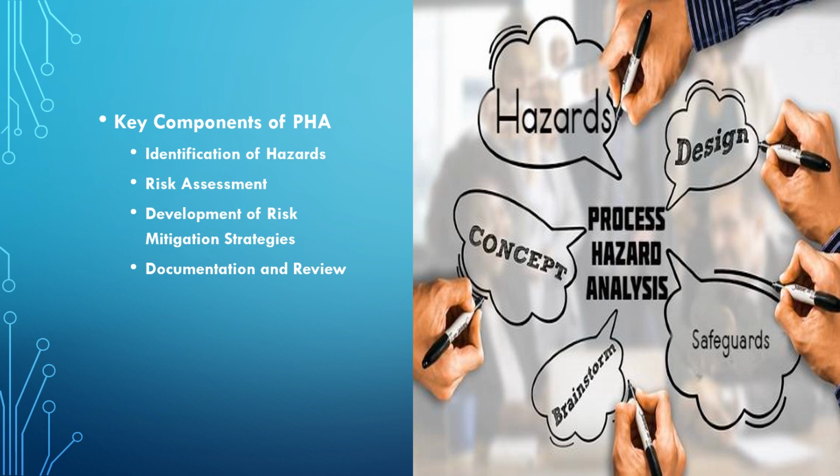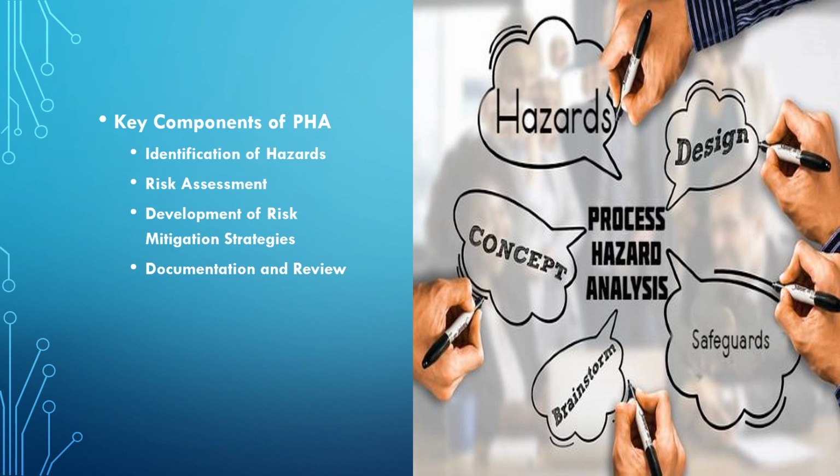The next component is risk assessment. Once hazards are identified, the risk assessment is conducted to evaluate the severity and likelihood of each potential hazard. This involves assigning a risk ranking or priority to each identified hazard based on the potential consequences and the probability of occurrence.